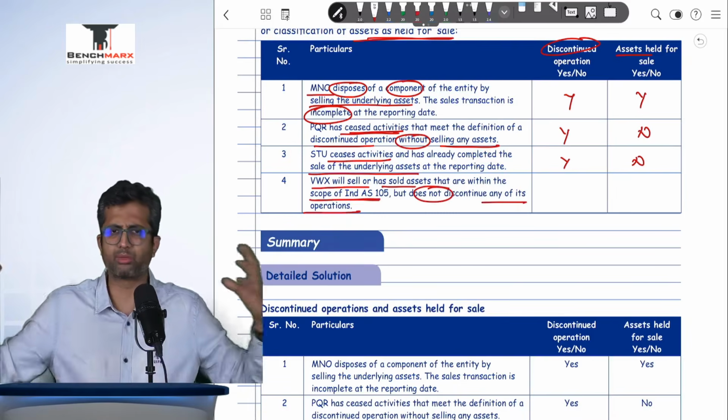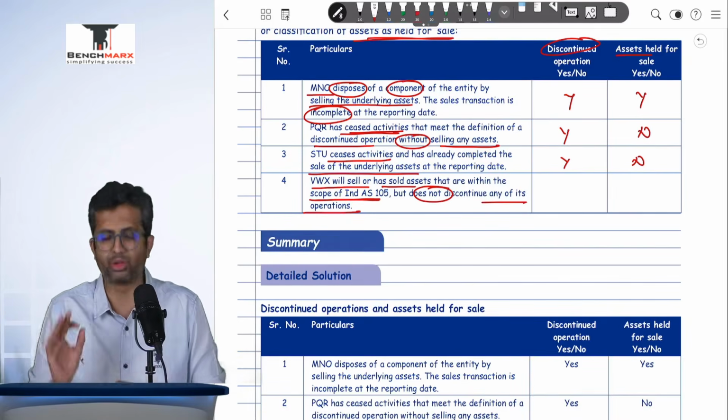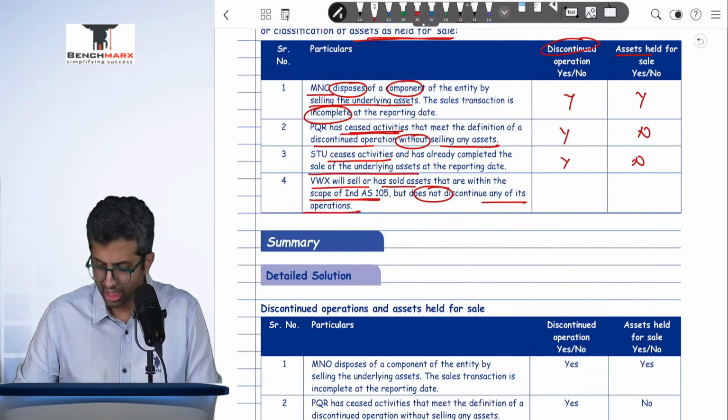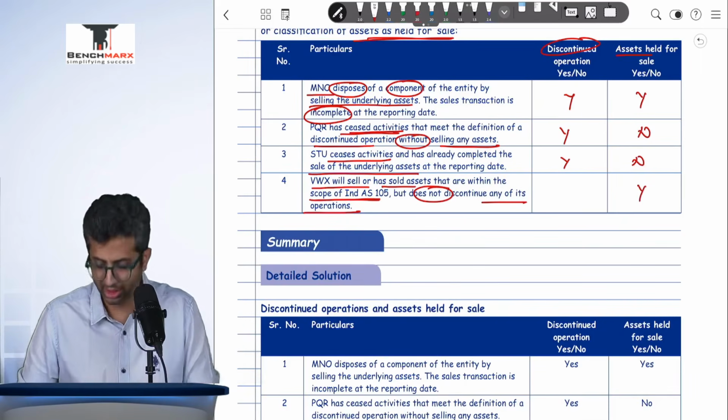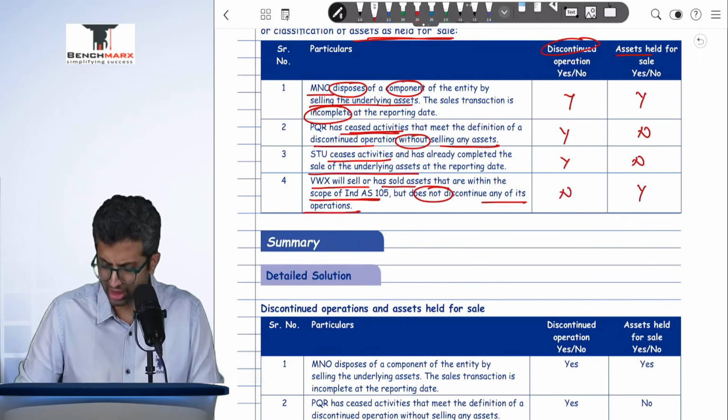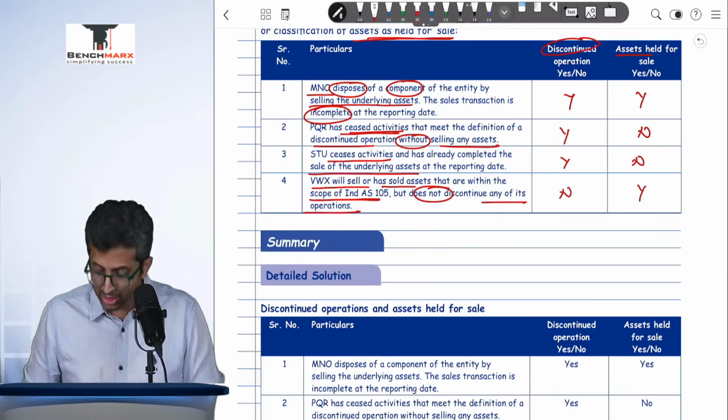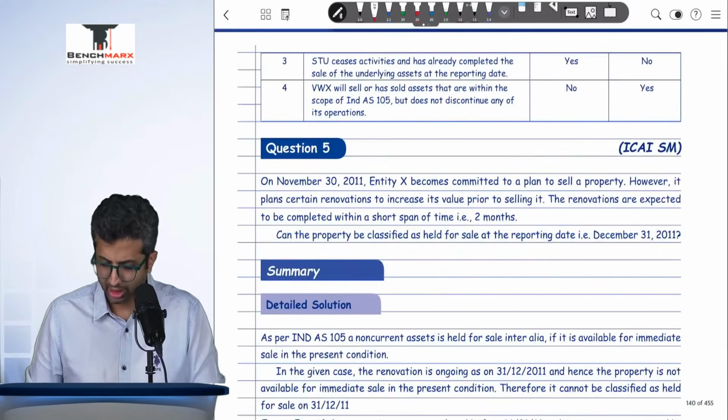So maybe there were 20 restaurants, out of which I'm selling one of the outlets, in which case this is still held for sale, which is not yet sold, but this cannot be a discontinued operation. So over here, as you can see, this is the working that you need to remember.